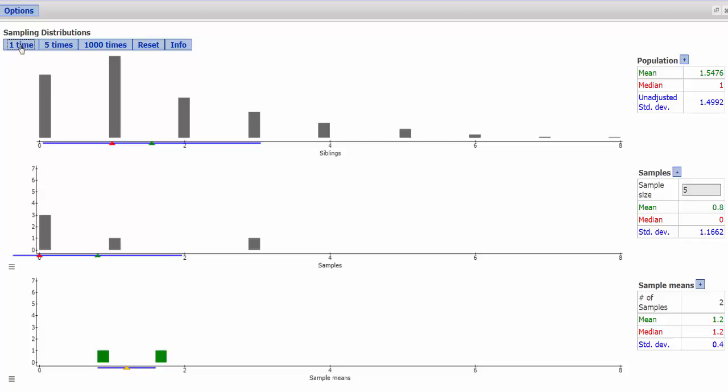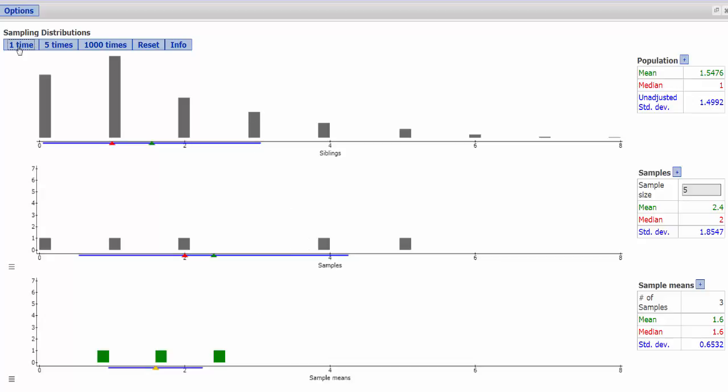Alright, let's take a third sample. Alright, so we've got 2 siblings, and then 4 siblings, and then 0 siblings, and then 1 sibling, and then 5 siblings. We had a lot of variation in that sample. Had a very high mean, a mean of 2.4. So that becomes the third observation in my distribution of sample means.